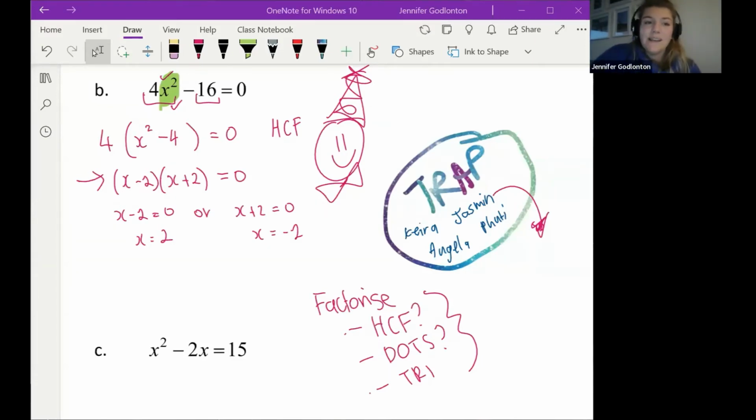So what happened to the 4 outside the brackets was because it's a whole number, 0 divided by 4 would just be 0. So we can just remove the 4.